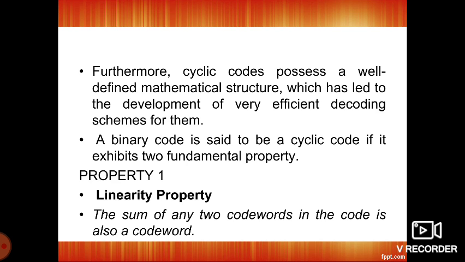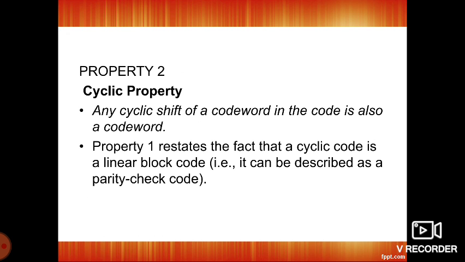A binary code is a cyclic code when two properties, the linearity property and the cyclic property, are satisfied. When these two properties are satisfied, we can say the code is a cyclic code. The linearity property tells us that the sum of any two code words is a code word. The cyclic property tells us that the cyclic shift of a code word is also another code word. If you give one cyclic shift to any code word, and the result is a proper code word, then that is called the cyclic property.